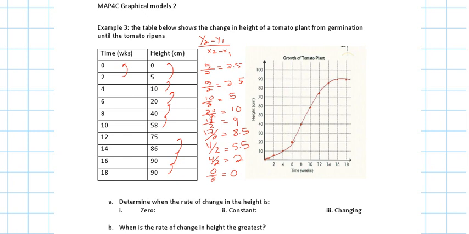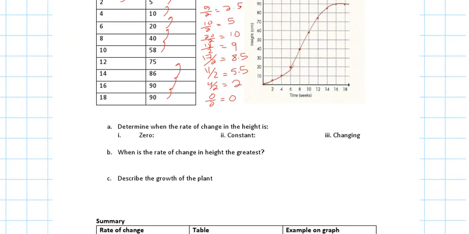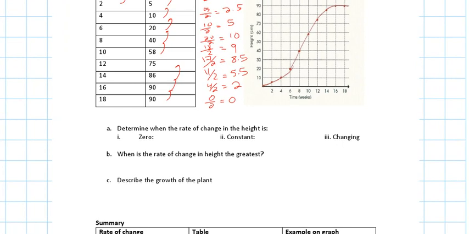So we see that the rate of change is not constant. So if I want to determine when the rate of change in the height is 0, when is the rate 0? Between what week and what week? 16 and 18.